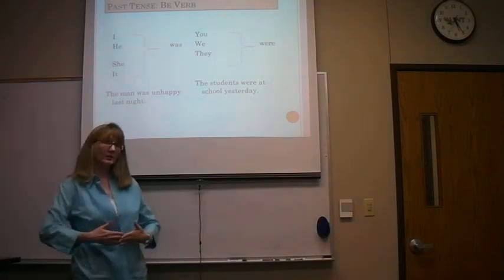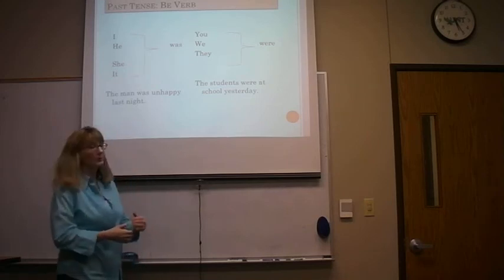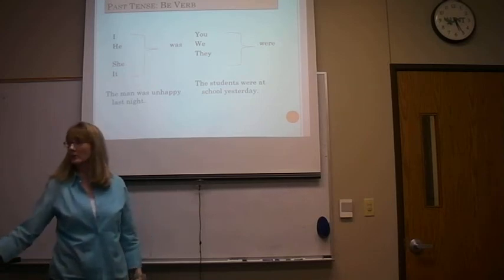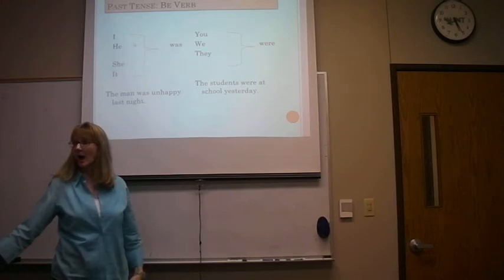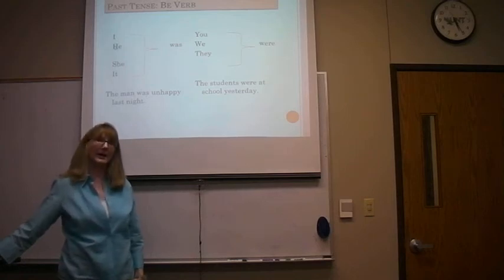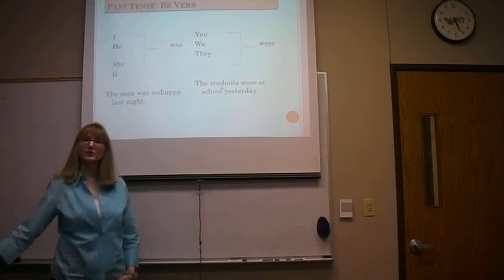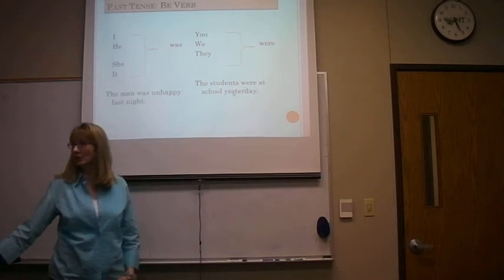Now, we're going to first talk about the be verb in the past tense. When we use the be verb in past, we use was for I, he, she, and it. For example, look at the sentence. The man was unhappy last night. The man is the same thing as he. When the subject is you, we, or they, we use were. For example, the students were at school yesterday.